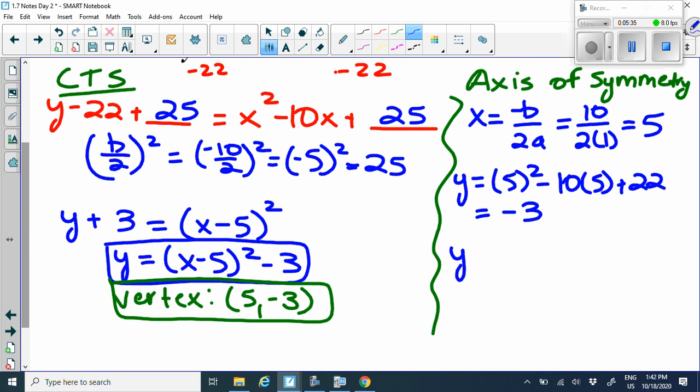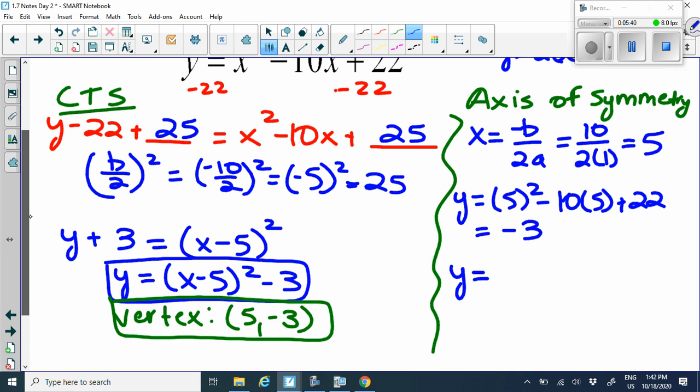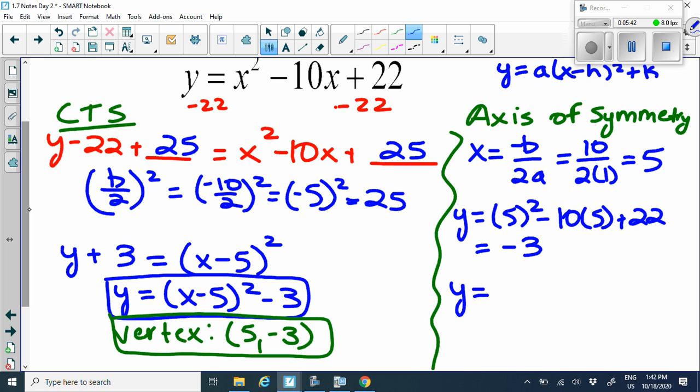So I have y equals, our a value is 1, because notice, if we look at the standard form, that a value is 1. So whatever the a value is on the standard form is going to be the same a value on our vertex form. That is very important to know, okay?